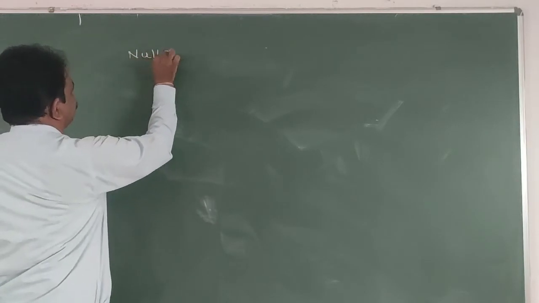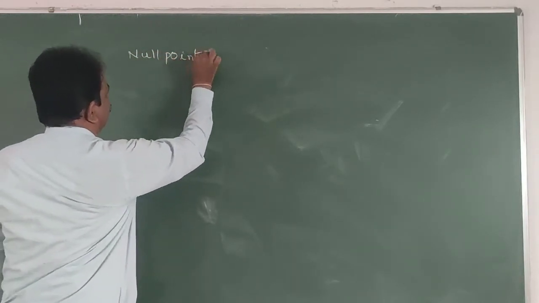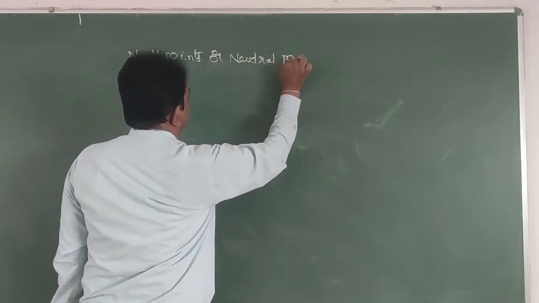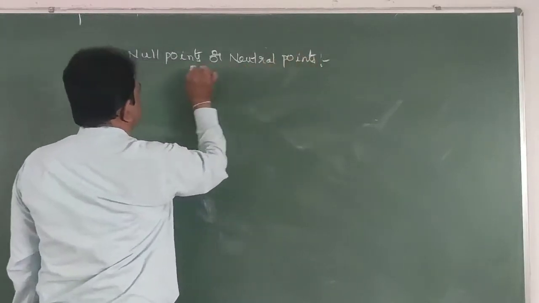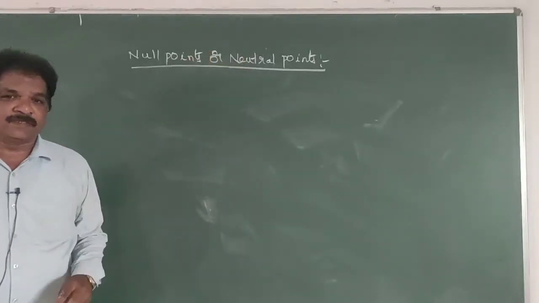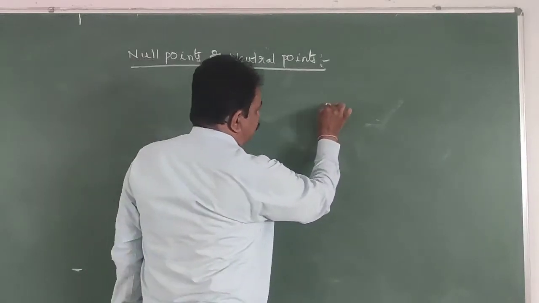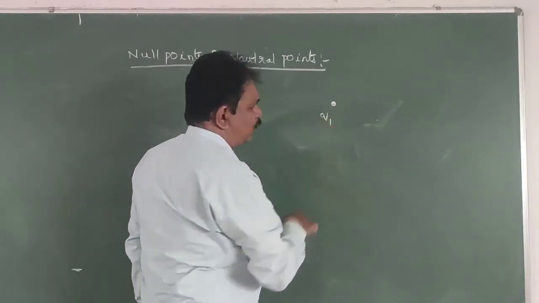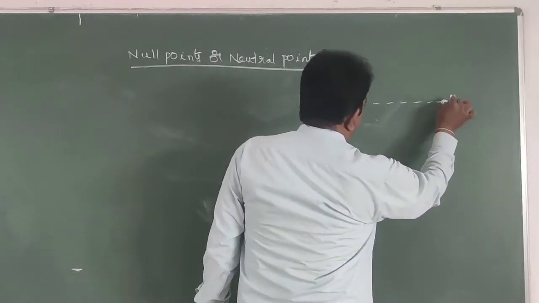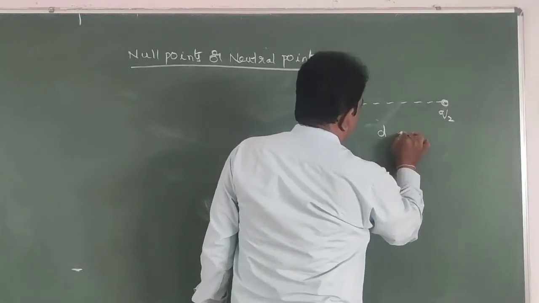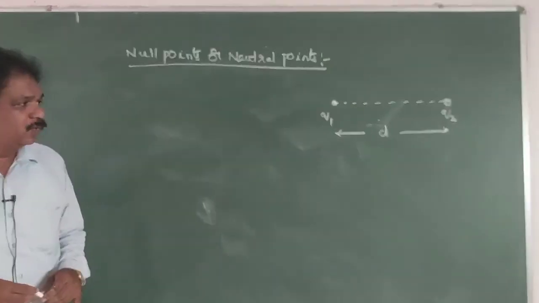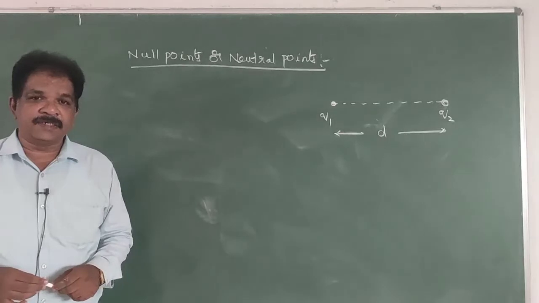Now, null points are also called neutral points. Clear? How to identify the null points? Let us see. Here two different charges are there. A charge Q1 is there, and from this charge, at a distance d, another charge Q2 is there. Q1, Q2 are the two charges separated by a distance d.